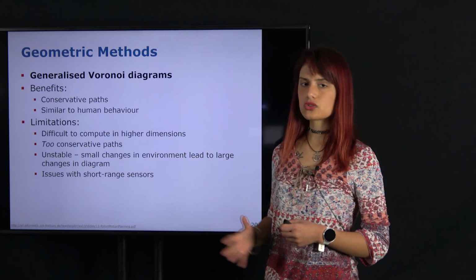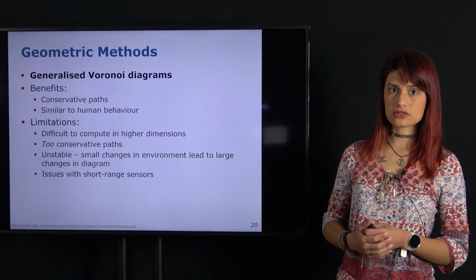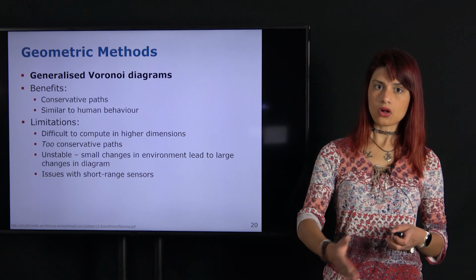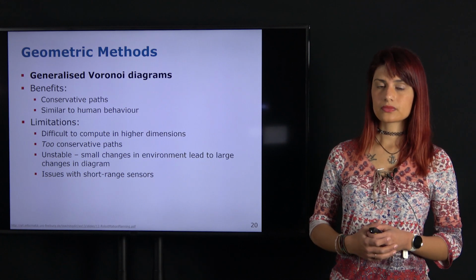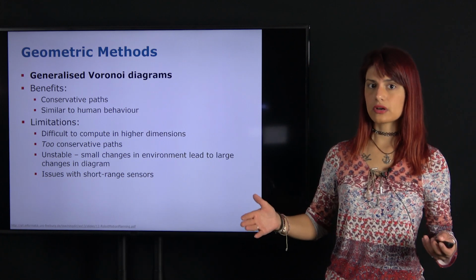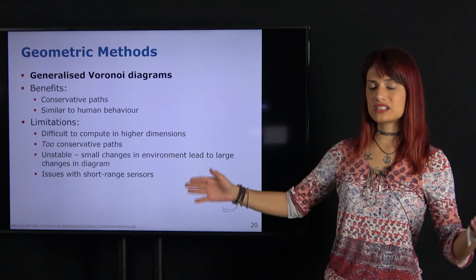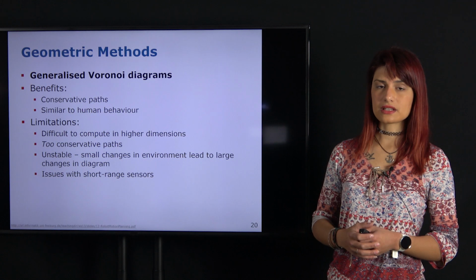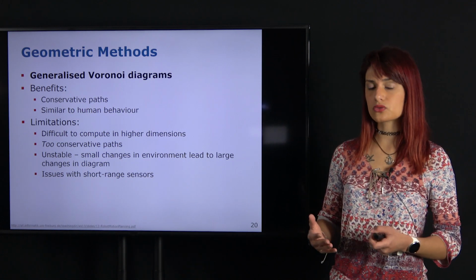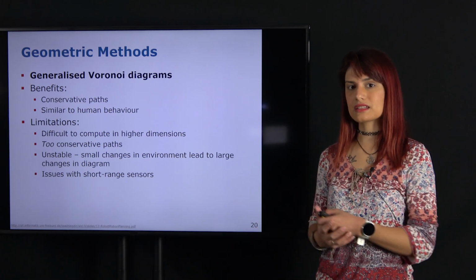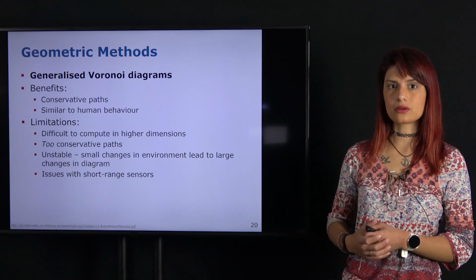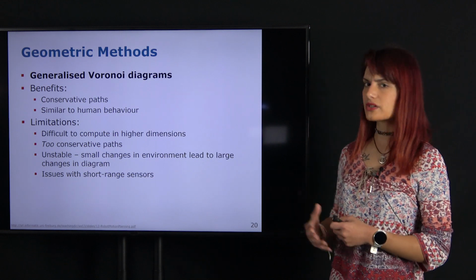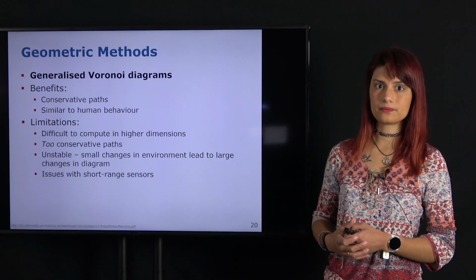Finally, there could also be issues with short-range sensors in large spaces. Since if the robot is navigating along a Voronoi edge, and it has a very short-range sensor, it might not be able to see the obstacles. And this could lead to issues with localization and mapping, since the robot relies on these features to localize itself and to understand its environment. Therefore, if we use this method, we need to make sure that our sensor is appropriate.